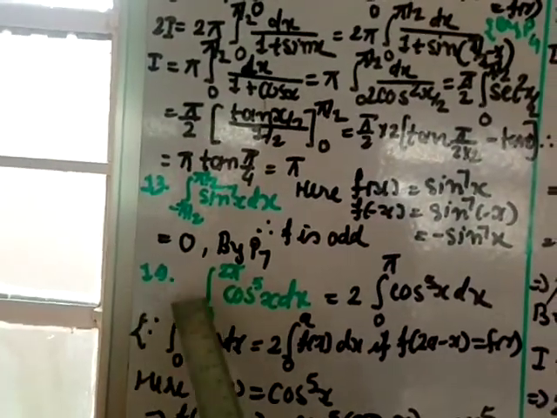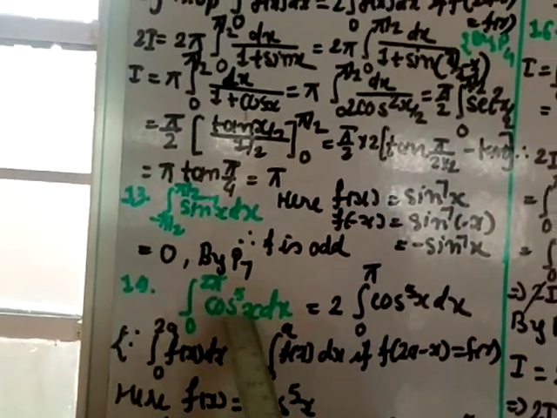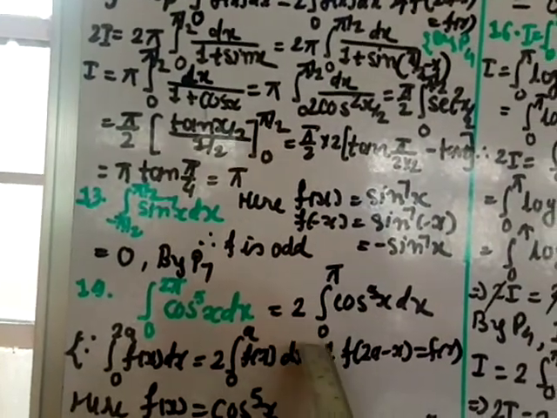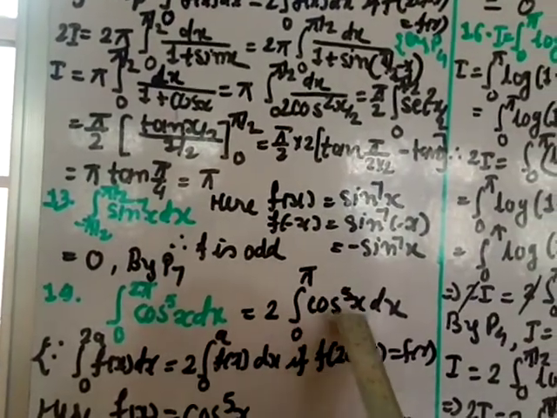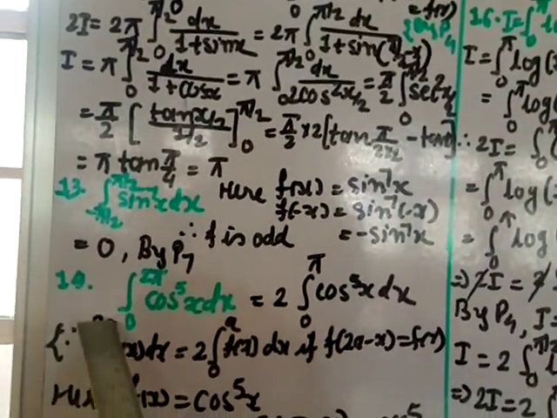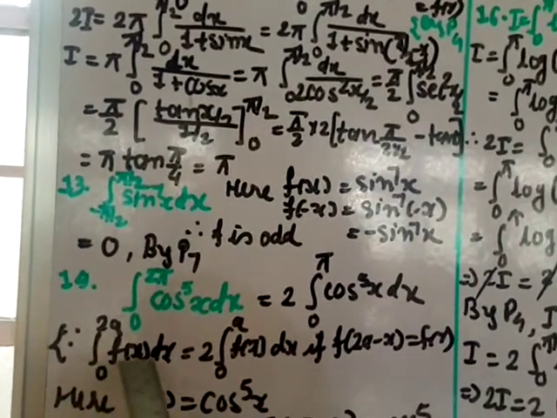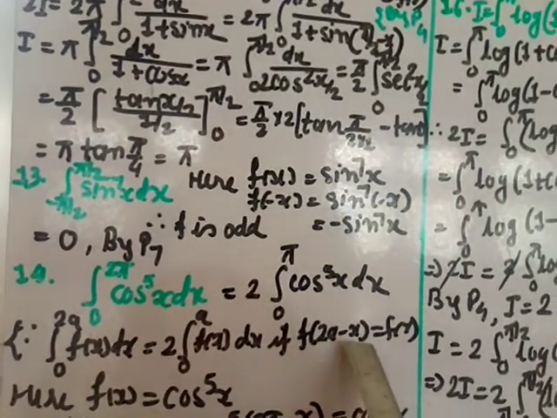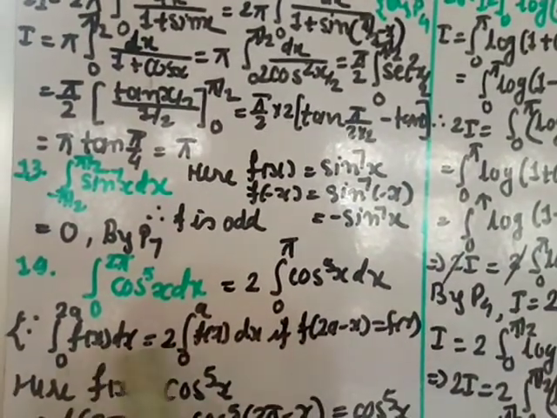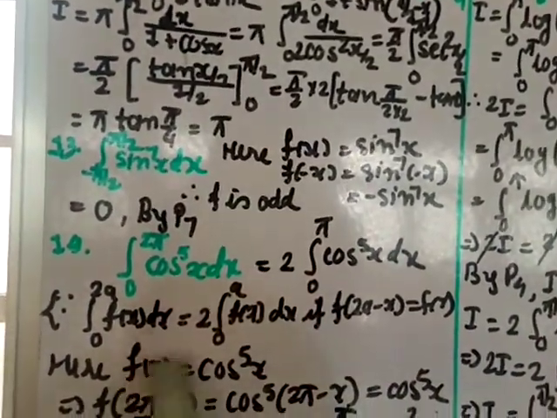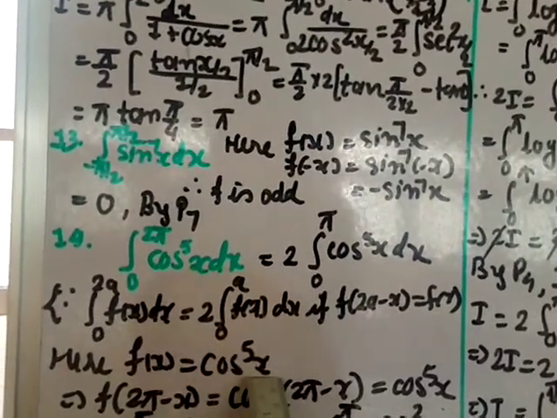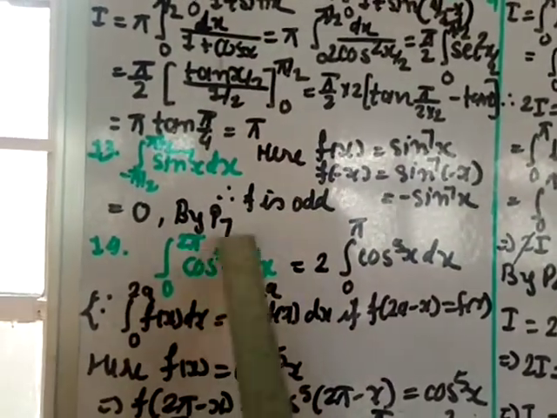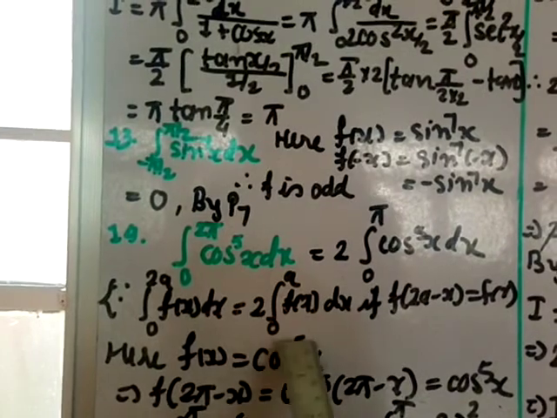Question number 14: integral 0 to 2π cos^5 x dx equals 2 times integral 0 to π cos^5 x dx. The property is: integral 0 to 2a f(x) dx equals 2 times integral 0 to a f(x) dx if f(2a - x) equals f(x). I am using this property. Now let us take f(x) equal to cos^5 x.